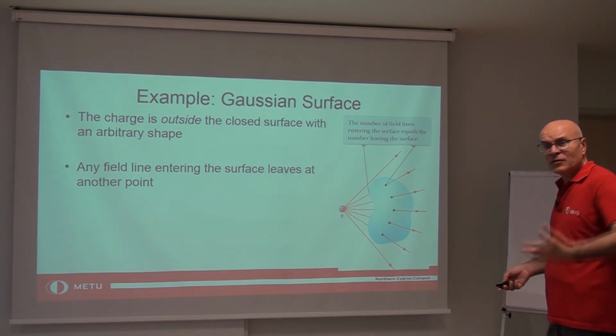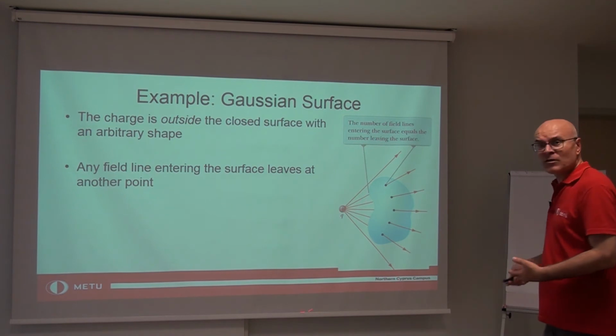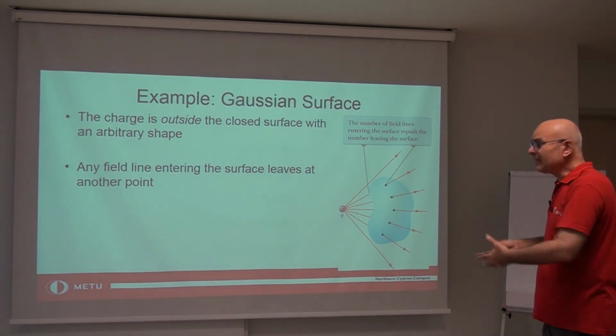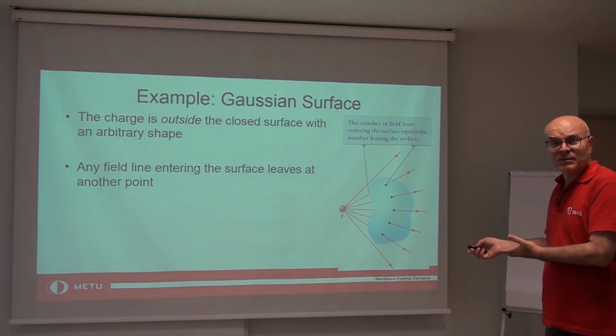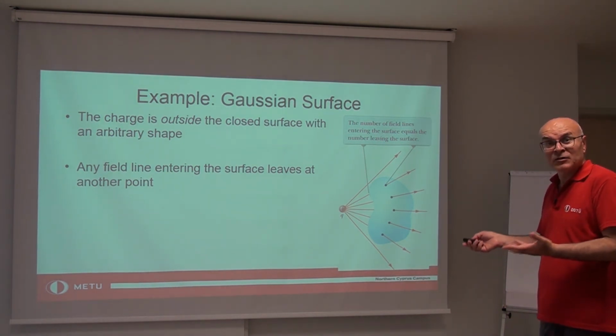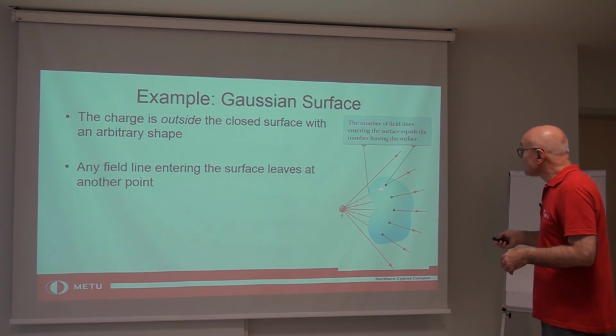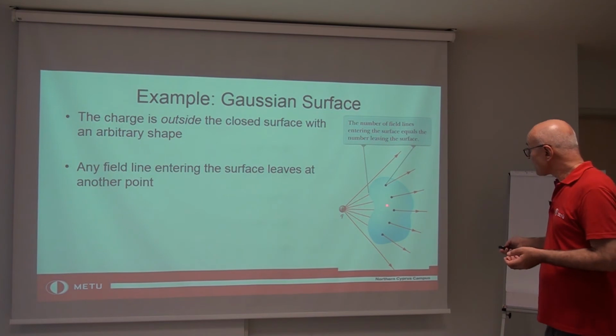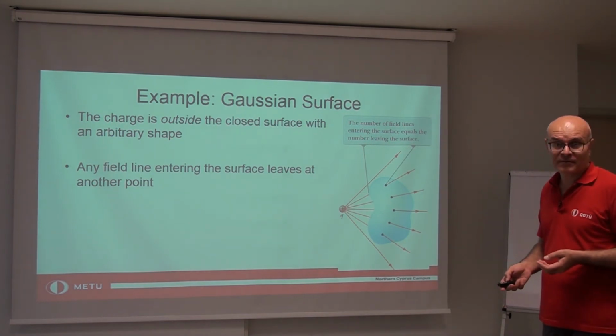because when a line enters, you have negative flux. When it leaves, you have positive flux, because each entering line eventually leaves. Then the net flux, the net number of lines crossing the surface, is equal to 0 when I don't have sources or sinks of electric field lines inside the surface.